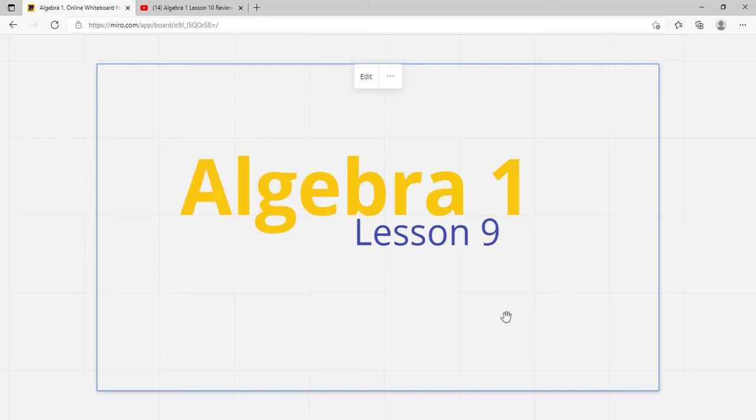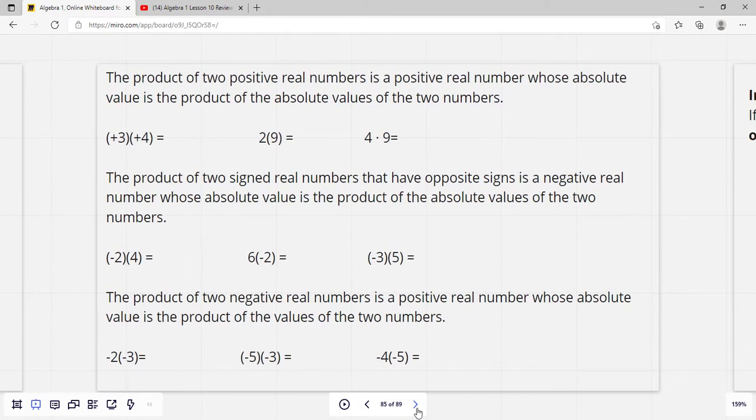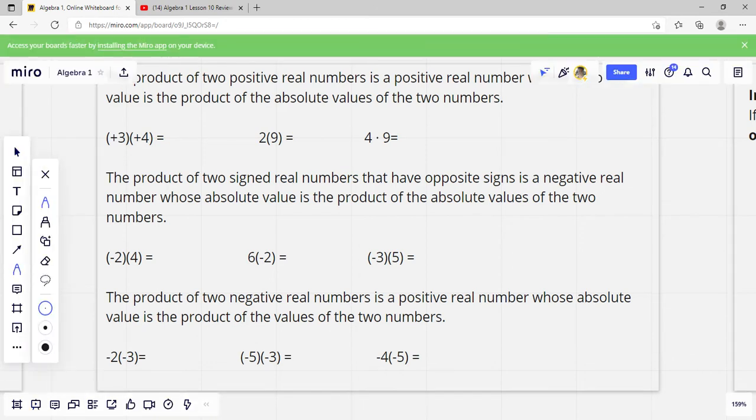Hi everyone, this is Algebra 1, Lesson 9, and this lesson covers rules for multiplication of signed numbers, inverse operations, and rules for division of signed numbers, and then a summary. Alright, so this is actually pretty easy. This probably is a review for most of you. You've probably already done this before.